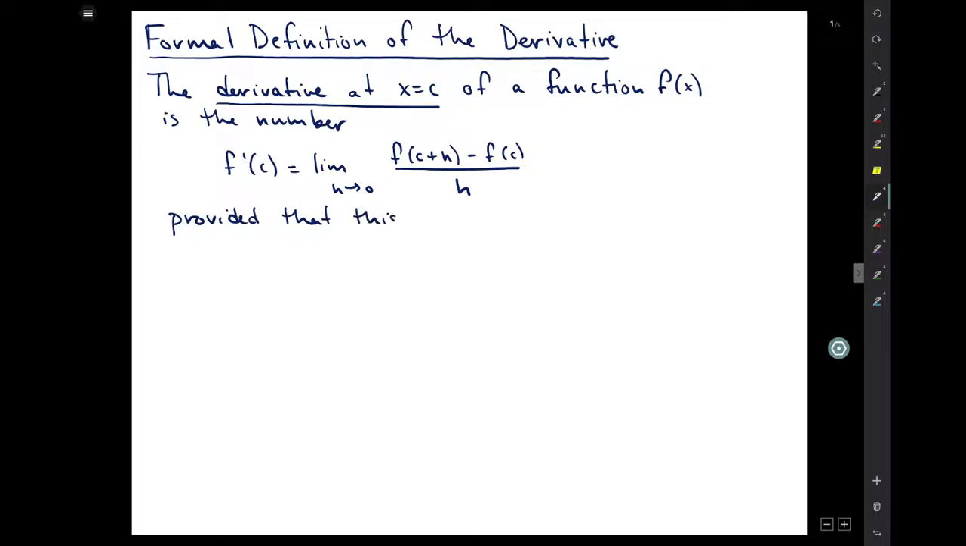So we will talk in later videos about what happens when this limit does not exist. But for now, the derivative of this function is this number that is the value of this limit.